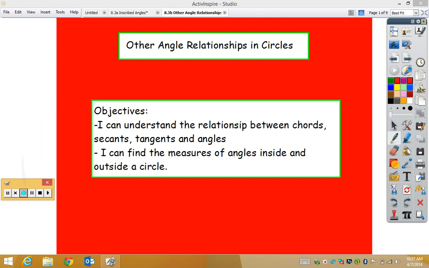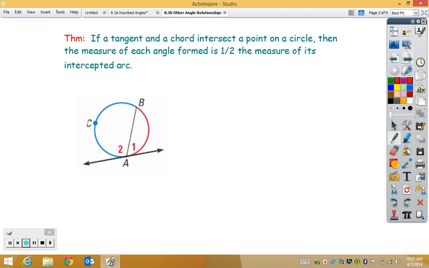So the topic of today's video is other angle relationships in circles. Our objectives: I can understand the relationship between chords, secants, tangents, and the angles, and I can find the measures of angles inside and outside of a circle. So to start off, we have a theorem.